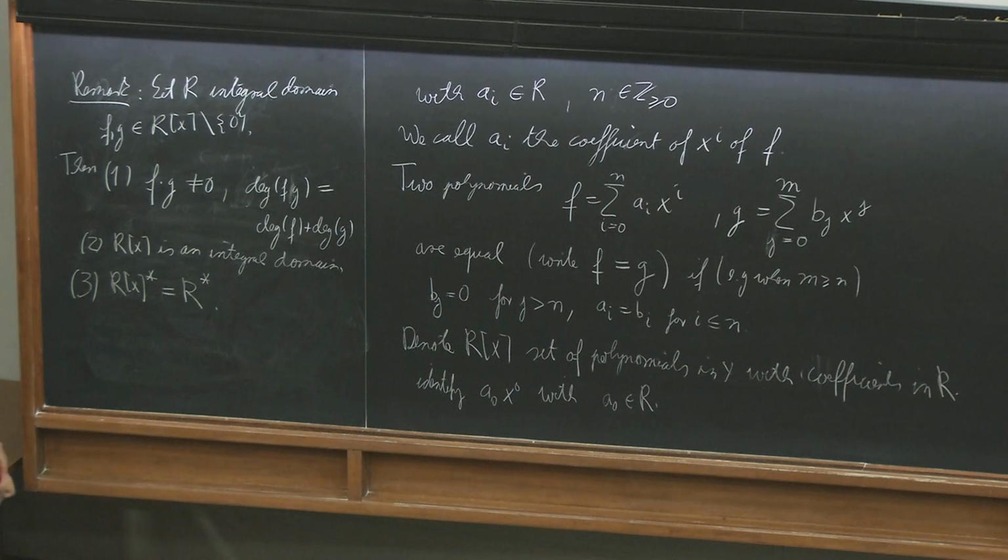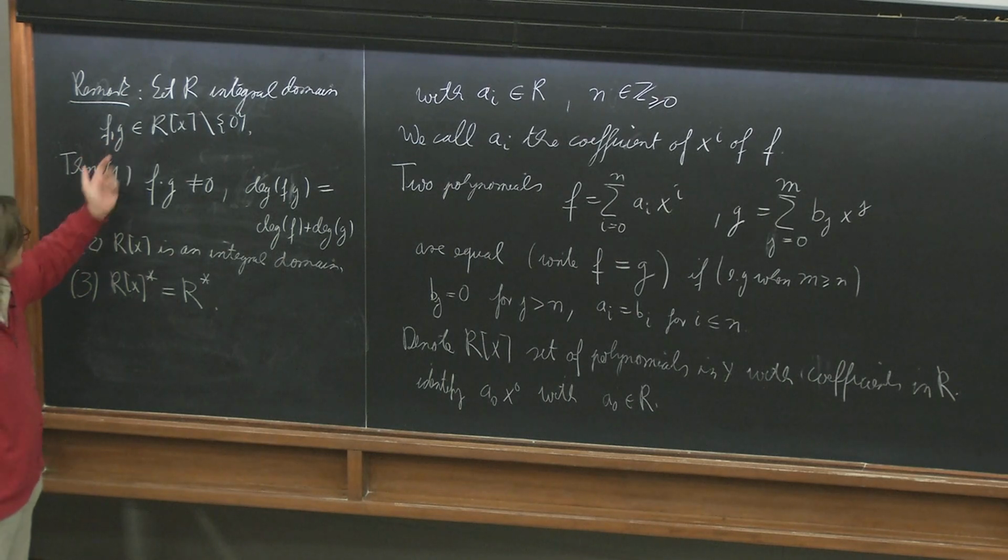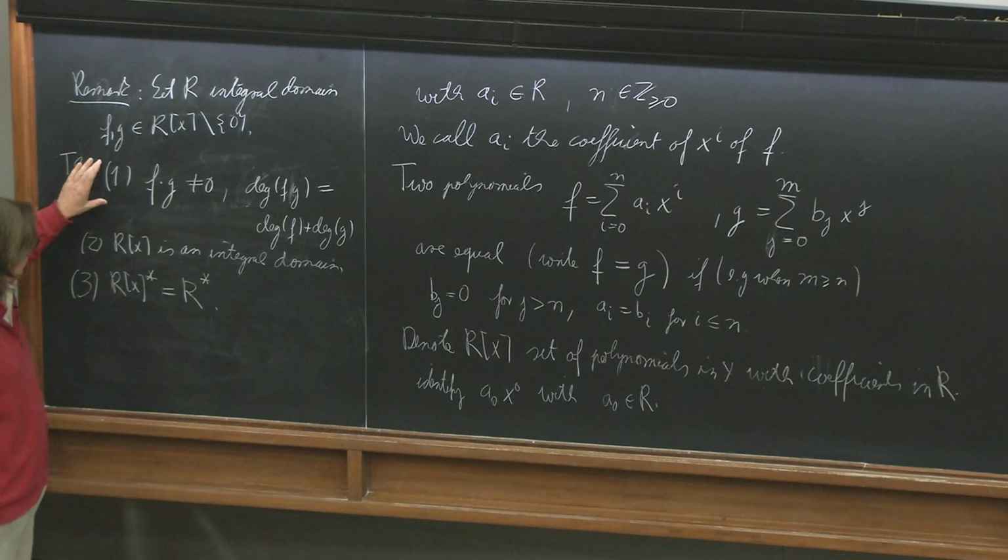Okay, so it's also clear that 2 follows directly from 1, because to be an integral domain means if I have 2 non-zero elements, then their product is non-zero, which is said here. So we only have to show 1 and 3.